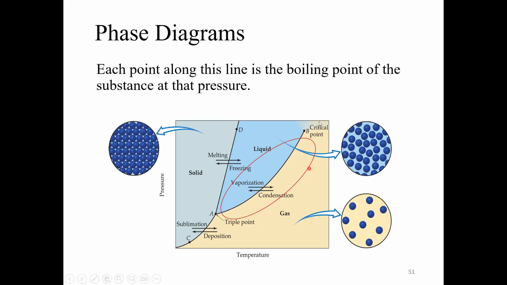So when we're looking at the liquid to gas separator, that dividing line, that's going to be representing either vaporization or condensation, depending on which direction we're going. And like I said, that's going to change with pressure. So if we have a pressure here, it's going to be some temperature. But then if we increase the pressure, we're going to see that the vapor point, or the boiling point, is going to increase as well.